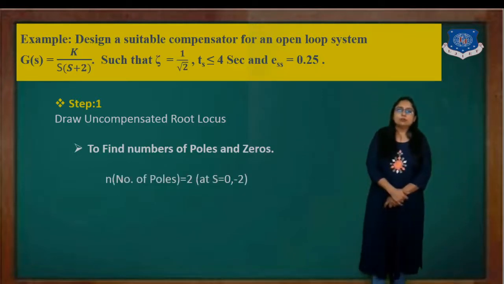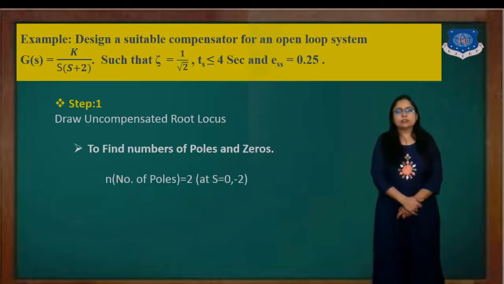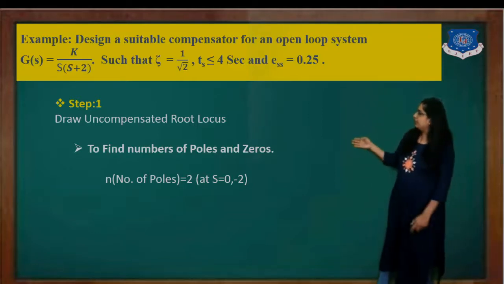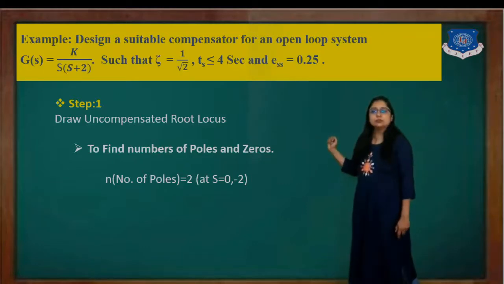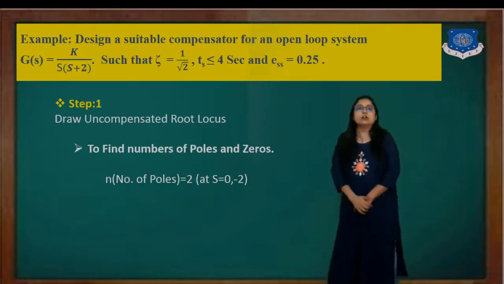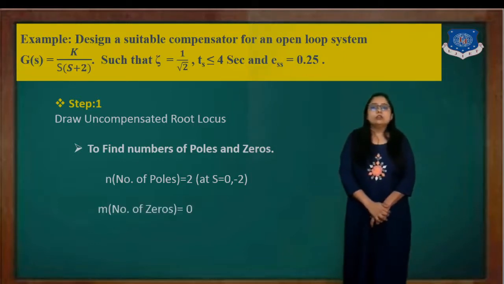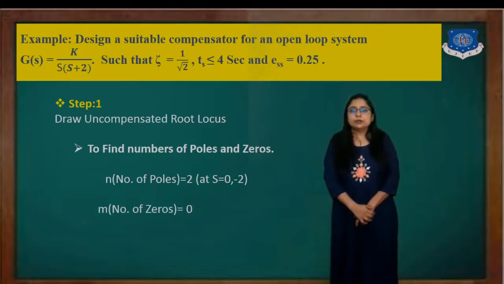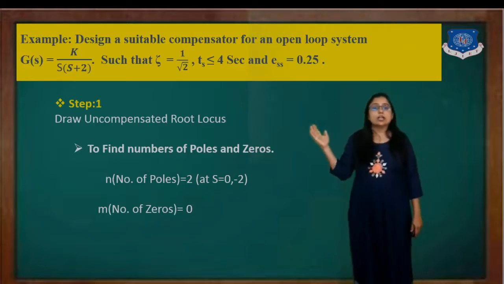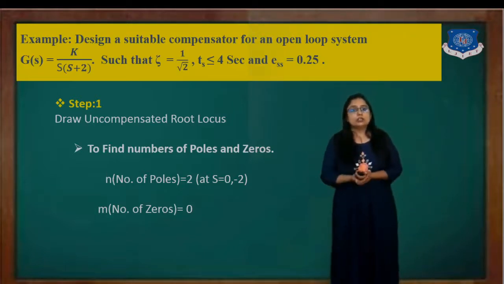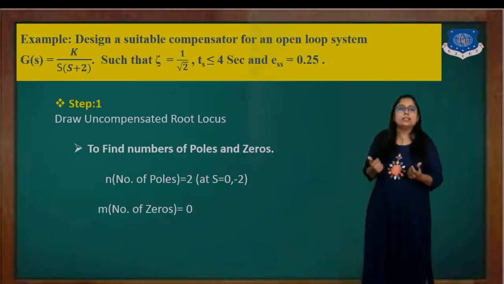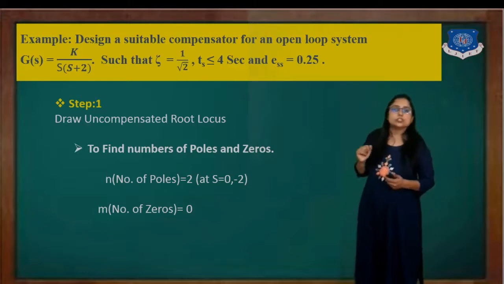Here the poles are found by setting the denominator equal to 0. If I take s plus 2 equal to 0, then the value of s is 0 and minus 2. So here I have 2 poles, that's why n equals 2. M is the number of zeros. But as such, we do not have any term related to s in our numerator, so m equals 0. That says we do not have any zero in our transfer function.